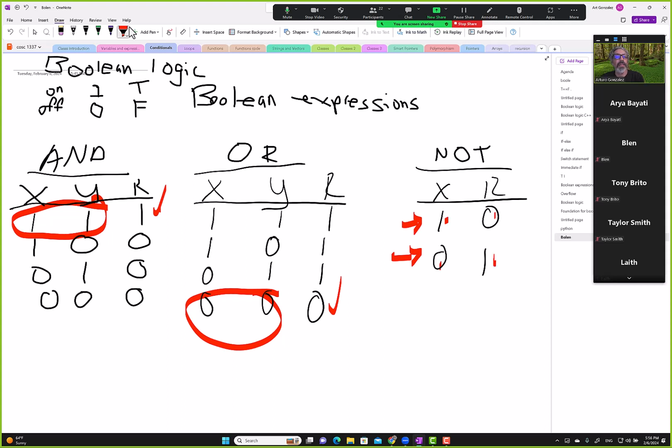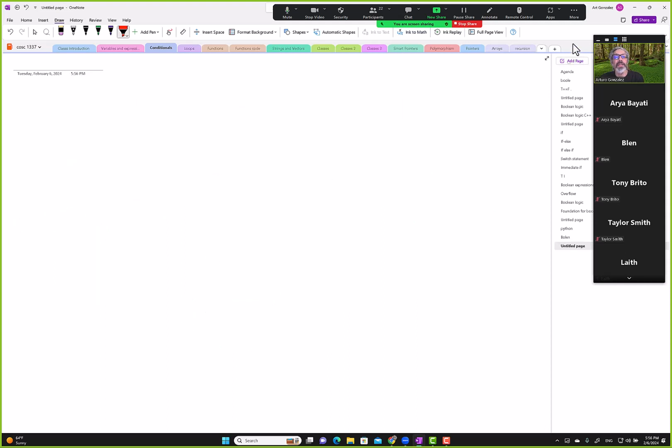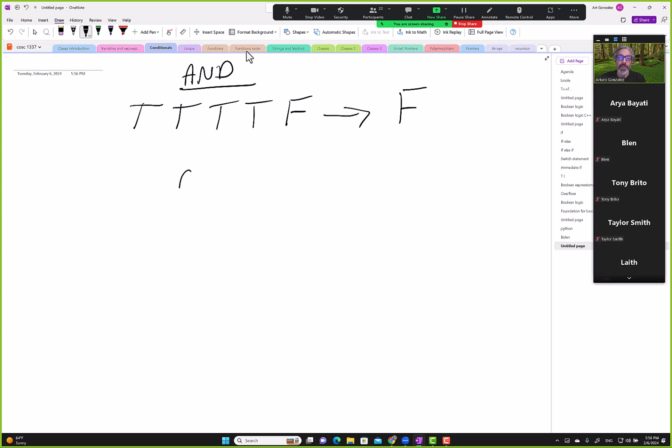So if I create one more page here and we look into AND first, true, true, true, true, if there's one false, then the result will be false, because in AND everything has to be true. And for OR we can have false, false, false, false, but as long as we have one true, then the result is true.